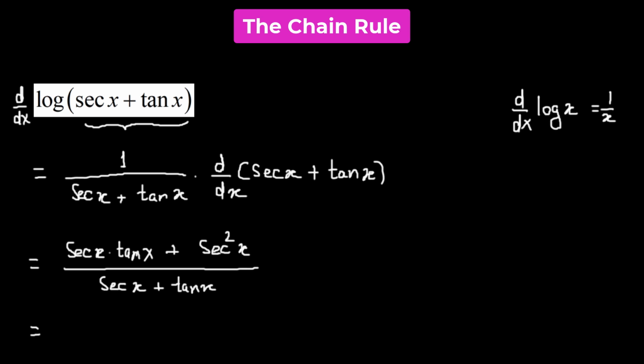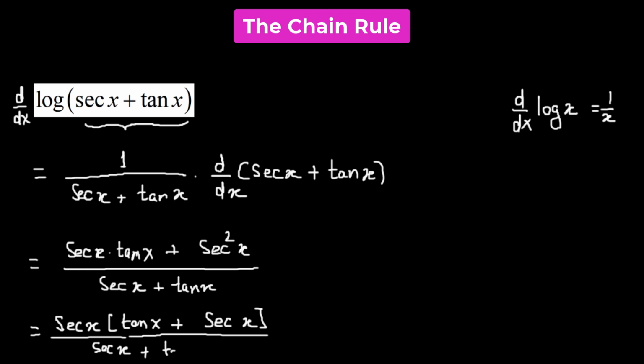Now we are going to take secant of x common from the first two terms in the numerator. So we will have tangent of x plus secant of x divided by secant of x plus tangent of x. Now we can cancel out tangent x plus secant x from both the numerator and the denominator, and the final answer is secant of x. So this is the derivative of our given function, which has been found by using the chain rule. Let's move on to the next question.